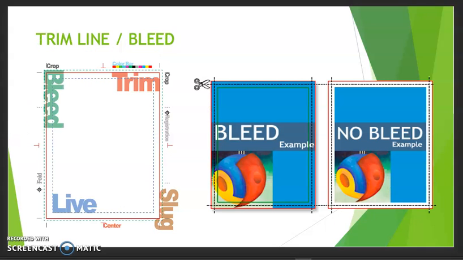Moving on, we have the trim line, and the trim line is the finished size of the printed page after the printer has trimmed away excess paper. This is used in commercial printing where they use slightly larger paper and trim to the final size. And you can see that by this red line right here in this example. That's where they're going to trim the paper to make it the right size.